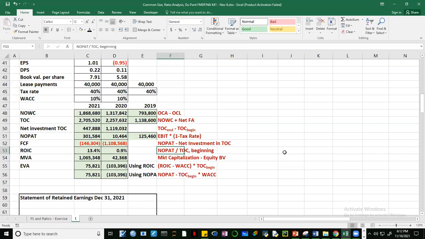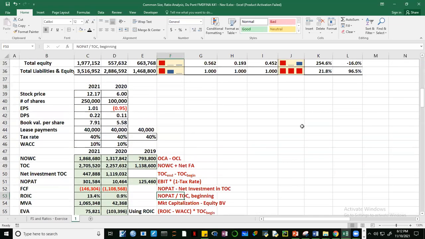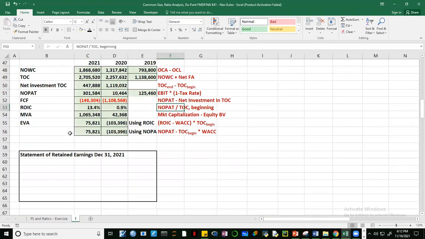Now in MVA, guys, we just compare the market capitalization. How much is the current value of equity in the market now? That's computed by multiplying the stock price, the fair value of the stock now, by the number of shares outstanding. We can see here that the market value added for 2021 really far outweighed the market value added in 2020, although they were both positive.